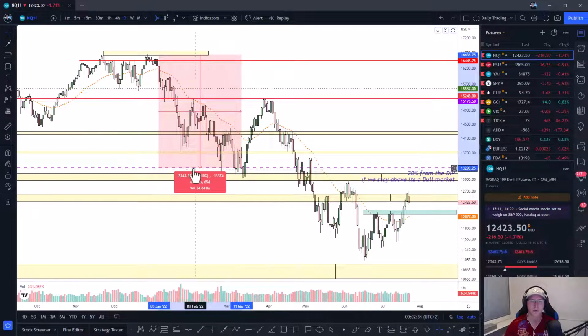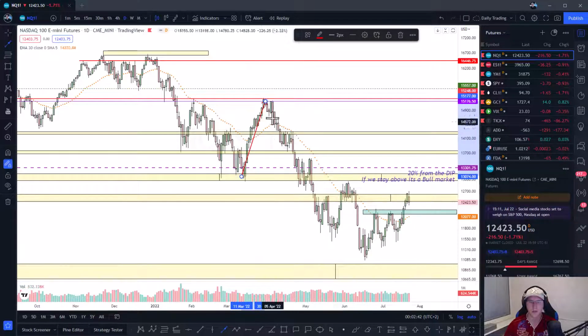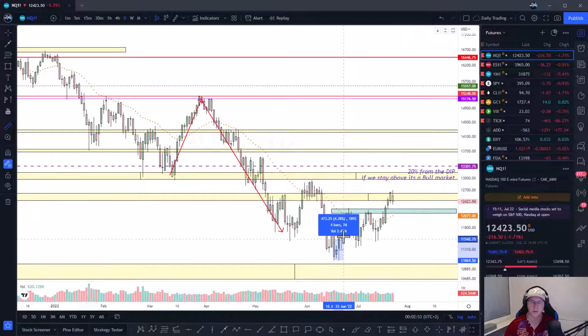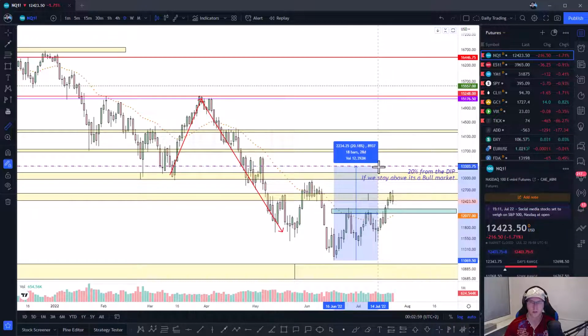Exactly at this line, we had 20%, we went up, and we went down from this place. And lo and behold, take a look at this, from the dip and up, we have exactly 20%. That is pretty cool. And if the market is trying to push through this level and stay above it, we are going to be in a bull market.